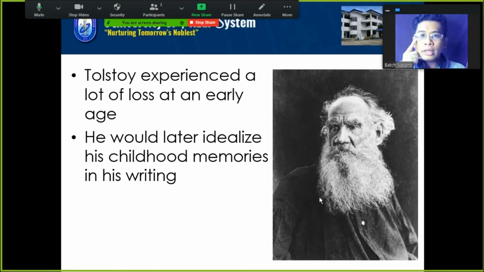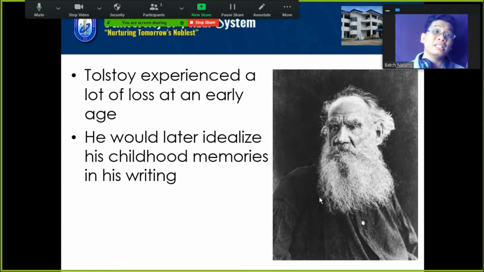So, Tolstoy experienced a lot of loss at an early age. Napaka masalimuot na naging buhay nito ni Leo Tolstoy. Bata pa lang sila, namatay yung kanyang nanay, yung kanyang tatay. Tapos, since wala na silang guardian, ang nag-alaga sa kanila yung kanyang mga kaanak, yung pinsan. Pagkatapos nawala yung kanyang pinsan, aunt naman niya. So, at a very young age, talagang naka-experience si Tolstoy ng a lot of losses. Yung mga mahal niya sa buhay, nawawala. Yung mga kumalinga sa kanya, nawawala.